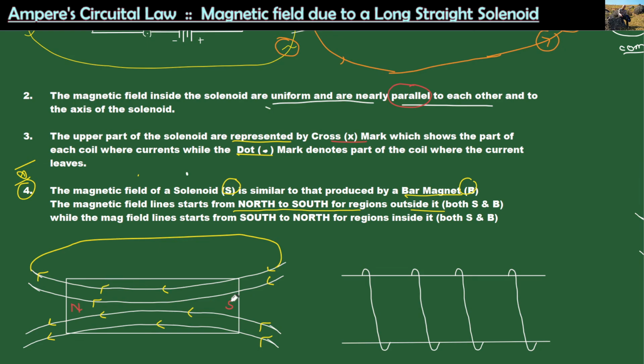So these are the directions for the bar magnet. This is the magnetic field line of the bar magnet. This is your solenoid. For this particular discussion, it is very important that we pay more attention.